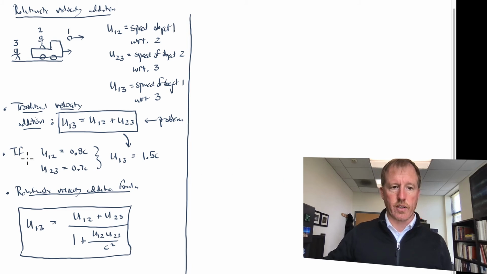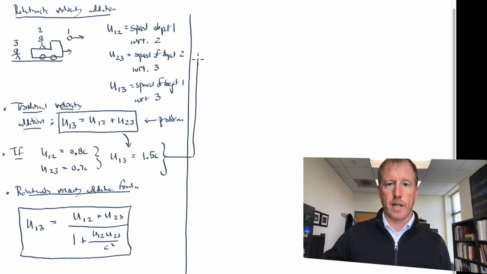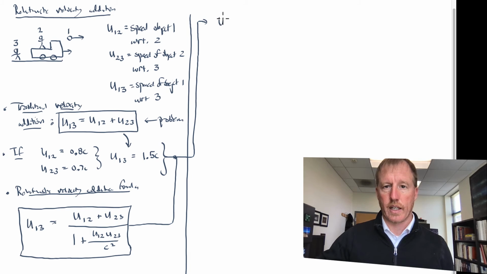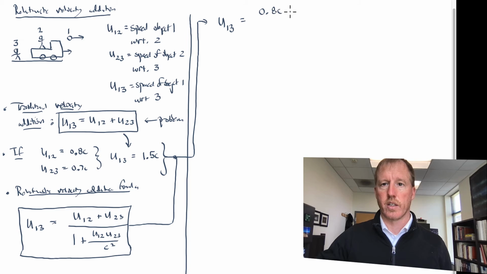So first of all, let's go back to this example right here. And suppose that this person throws a baseball at 80% the speed of light, and the truck is traveling at 70% the speed of light. What would be the velocity that one achieves, or one calculates for the baseball according to observer 3 using this formula right here? So I'm going to kind of combine this formula with this previous example. So in that case, u13 would be, well, 0.8 c. That's the speed of the ball compared to observer 2, plus 0.7 c, that would be the speed of the truck compared to observer 3.